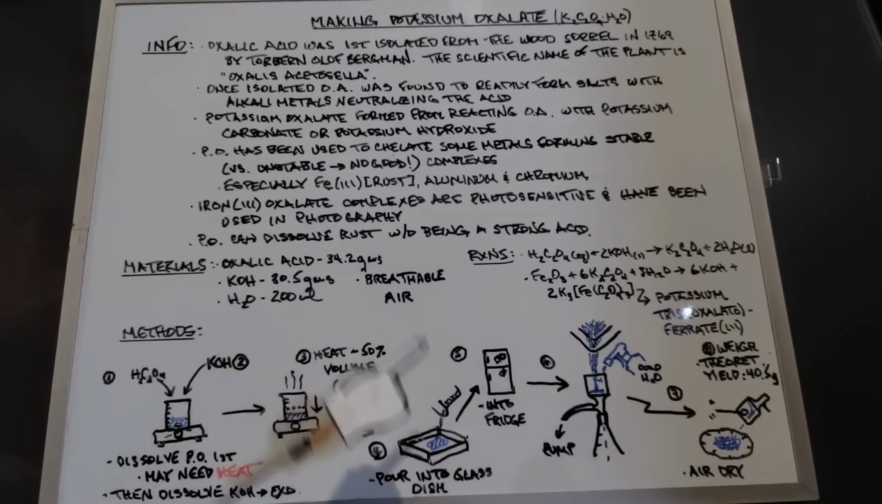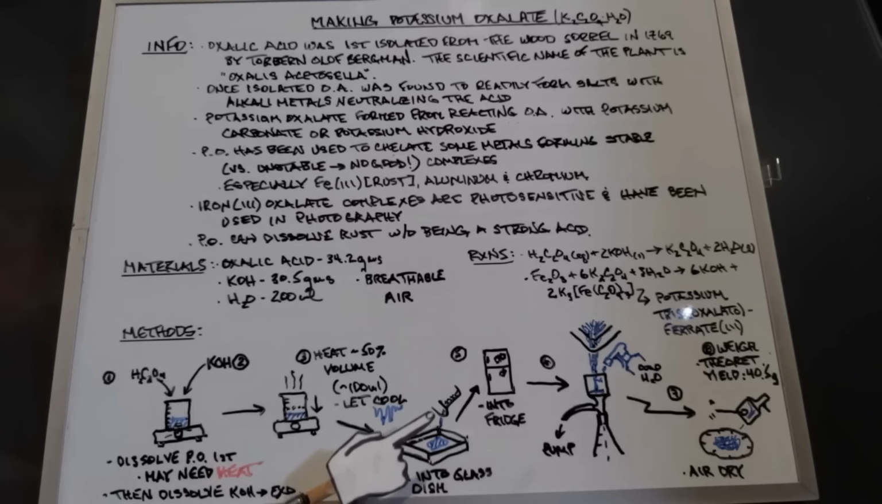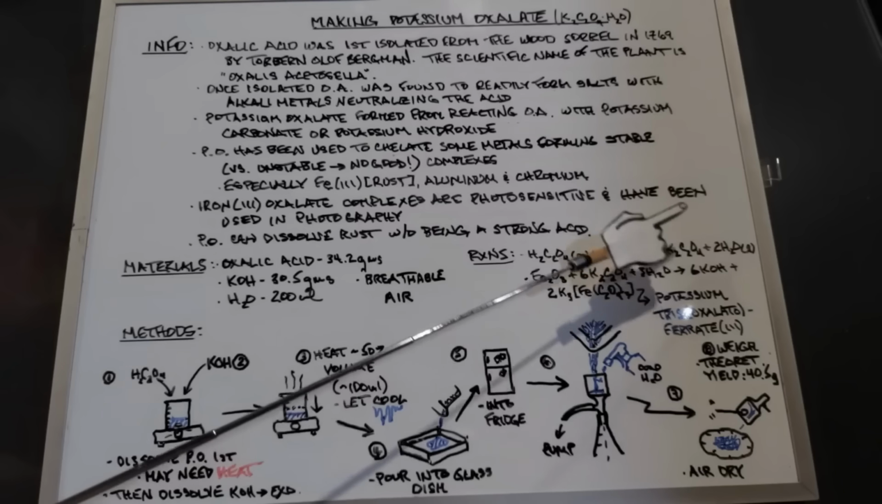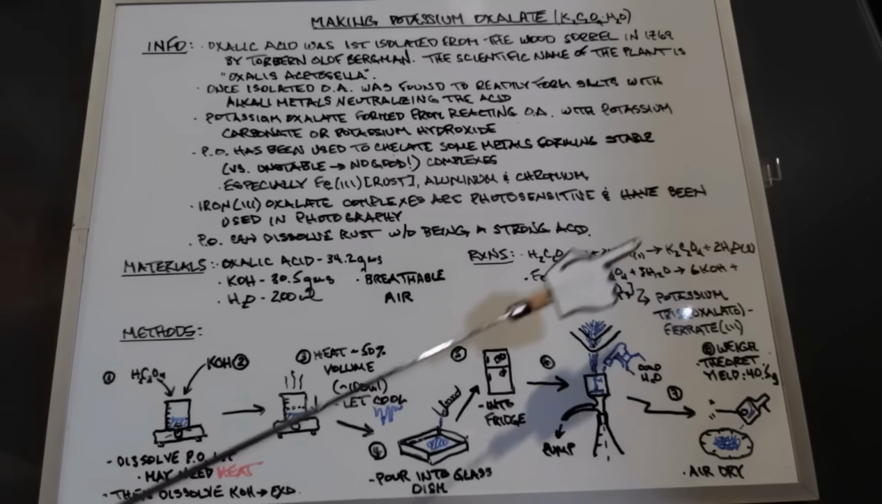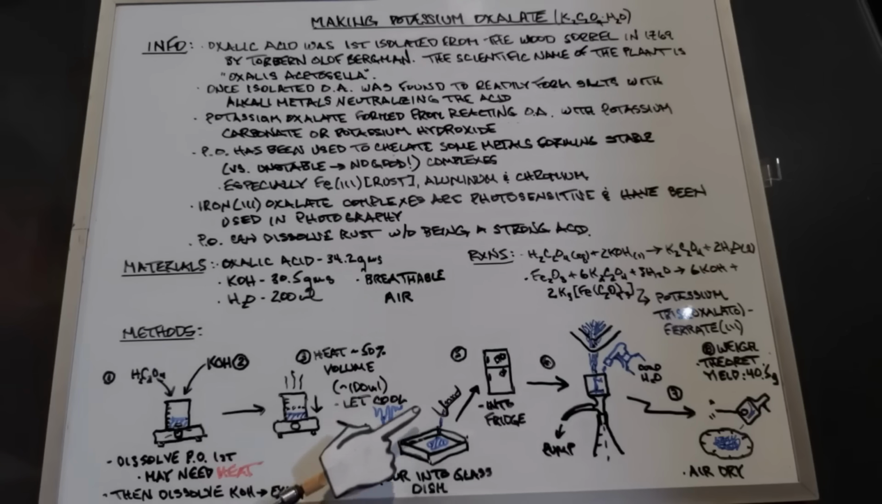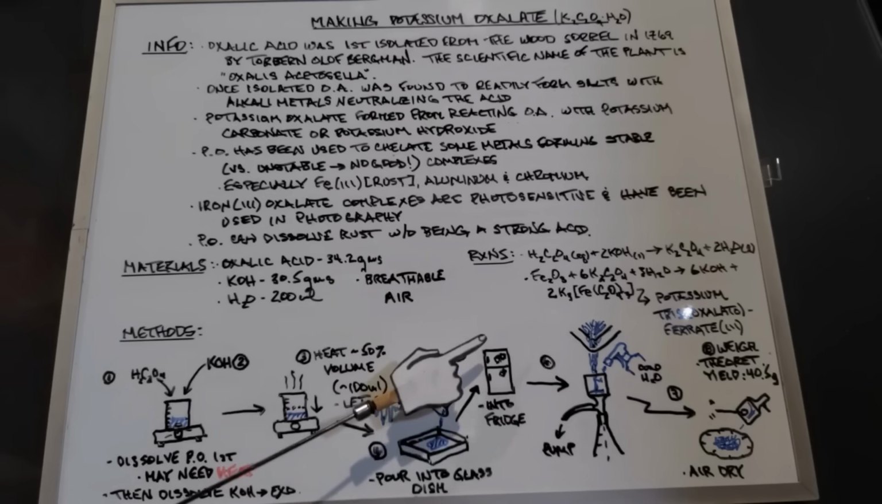Once it cools down, I plan on pouring it into a larger glass dish just because it's easier to get the crystals out when they crystallize, and then put it into a fridge to chill. Don't put it into the freezer, because the reaction produces water, and the potassium oxalate is in water. If you put it in the freezer, it's just going to freeze into a chunk of ice. Put it into the fridge for a couple hours, which should be sufficient.